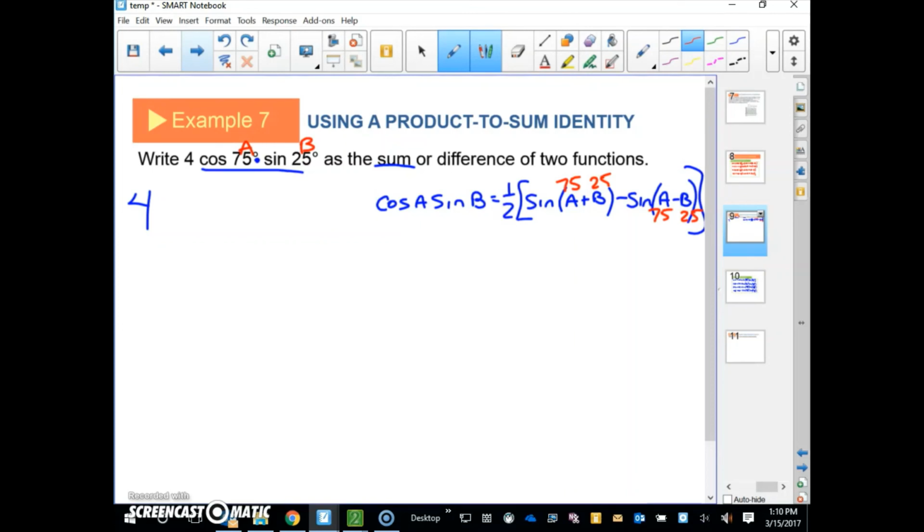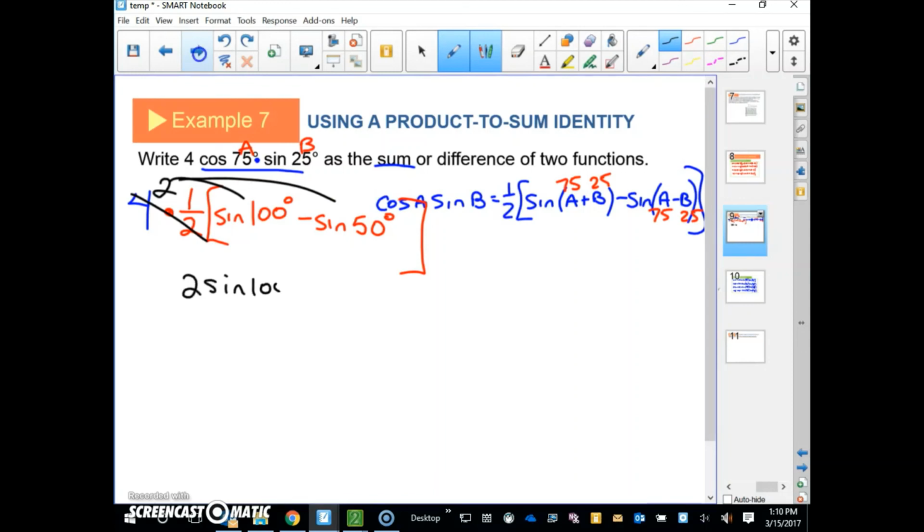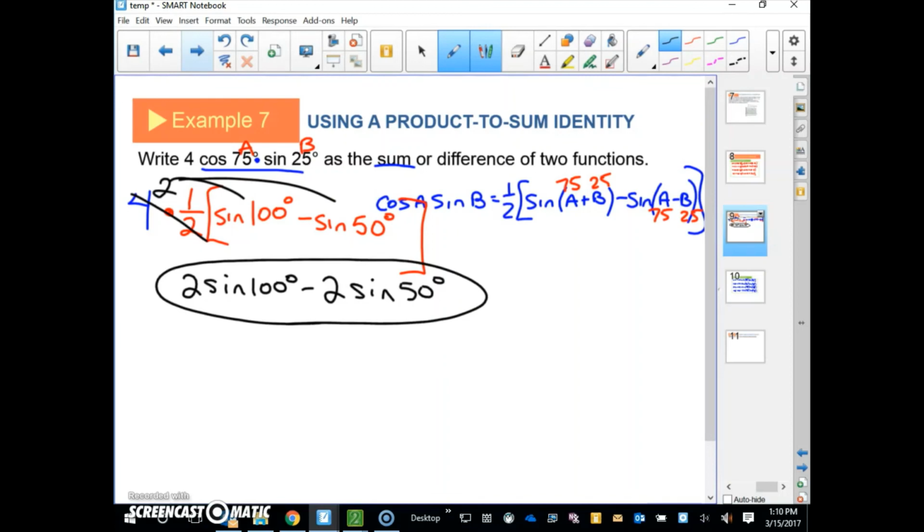And so of course we have that 4 in the front, but when we substitute in that expression, the other side of that identity is going to be 1/2 times the quantity sine of 100, because that's 75 plus 25, or A plus B, minus sine 50 degrees, because that's A minus B, or 75 minus 25. And so we can clean this up a little bit. 4 times 1/2 is 2. And I'm going to distribute. Generally, we don't want to leave the parentheses in there. We distribute the 2. We're going to have 2 sine 100 degrees minus 2 sine 50 degrees. That's it. We wrote that expression as a difference of two functions.